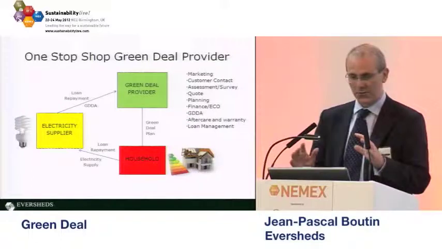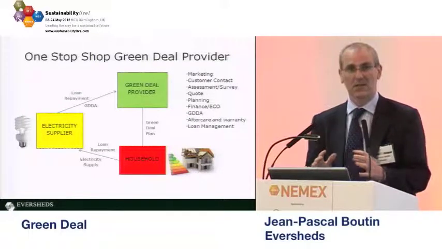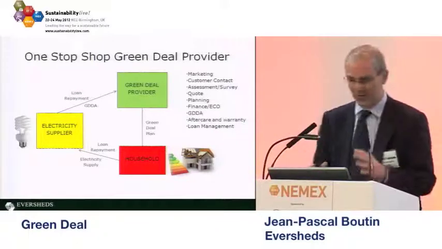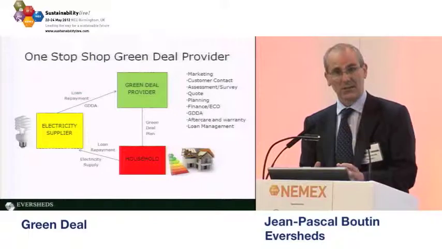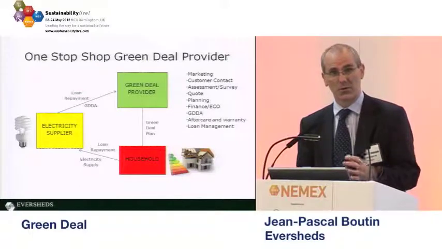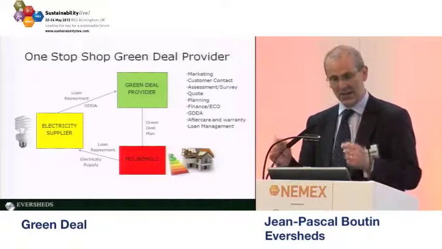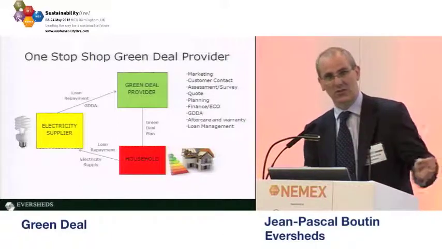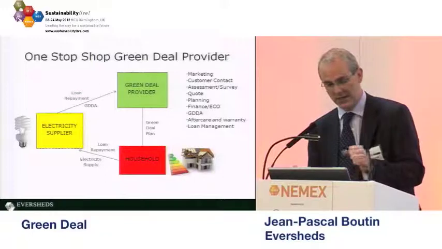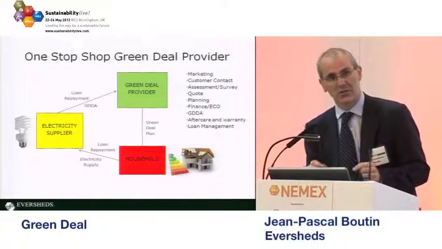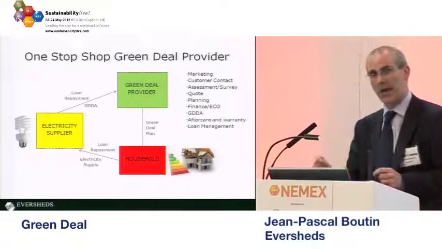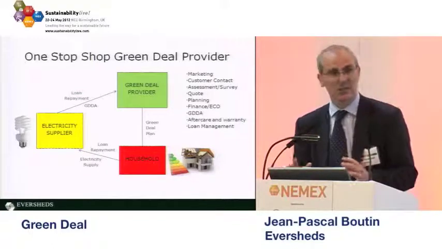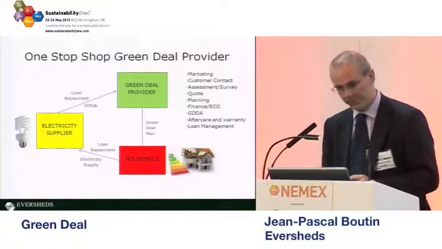Just starting off, just to familiarise ourselves with the basic Green Deal structure, which has already been presented, we have the Green Deal provider. It has its contract with the householder, which is called the Green Deal plan. The householder repays the Green Deal loan to the electricity supplier in the electricity bill, and the electricity supplier then passes that payment back to the Green Deal provider. So that's the basic Green Deal structure.